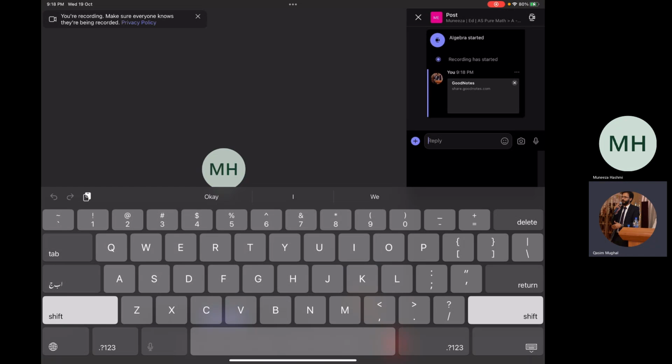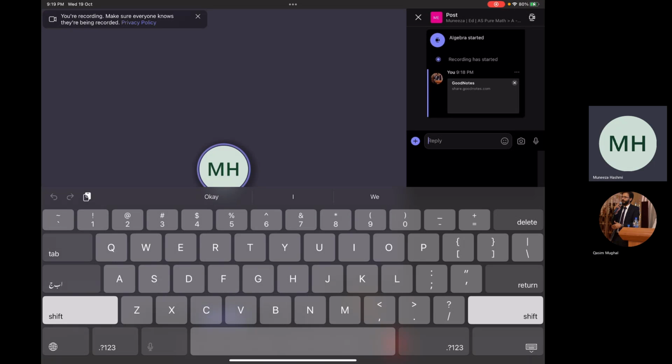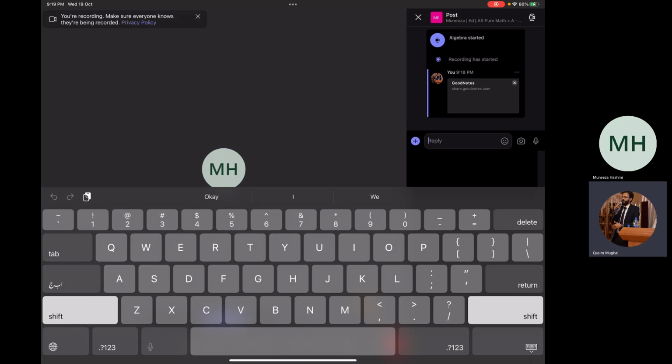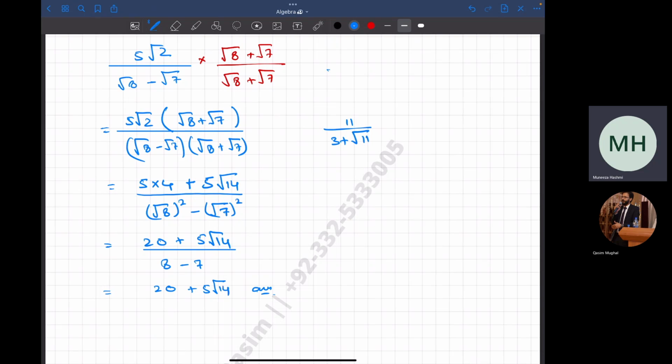Can you open him? Yes, I got him. Can you see him? Yes.